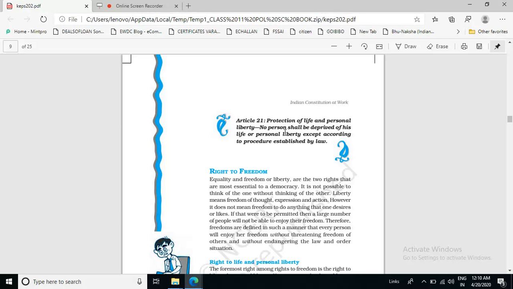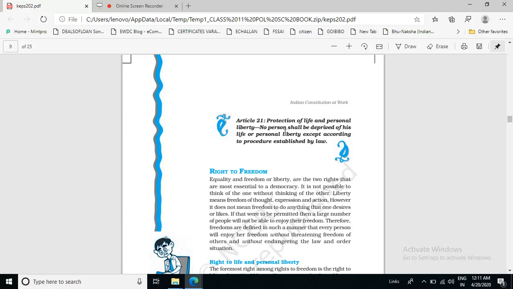Both are equally important, and both are the basis of democracy. Democracy is meaningless in the absence of liberty and equality. Okay, so liberty means freedom of thought, expression, and action. However, it does not mean freedom to do anything that one desires or likes, isn't it? If you think that liberty, I have the right to freedom, means that I can do anything, then you are completely wrong.